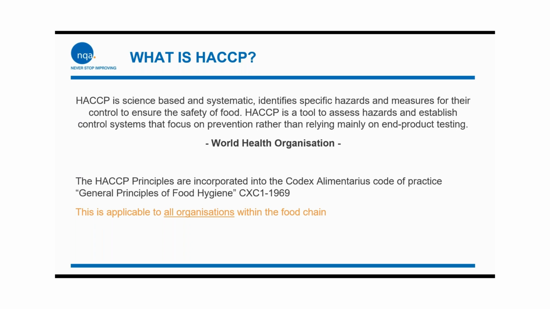What is HACCP? HACCP is science-based and systematic, identifies specific hazards and measures for their control to ensure the safety of food. HACCP is a tool to assess hazards and establish control systems that focus on prevention rather than relying mainly on end product testing. The HACCP principles are incorporated into the Codex Alimentarius, Code of Practice, General Principles for Food Hygiene. And this is applicable to all organisations within the food chain, and you can download this from the WHO website.